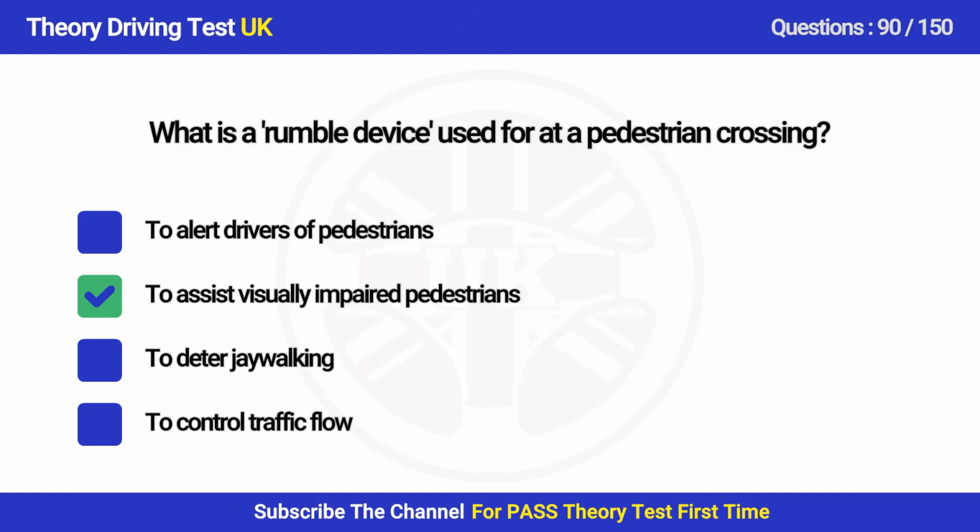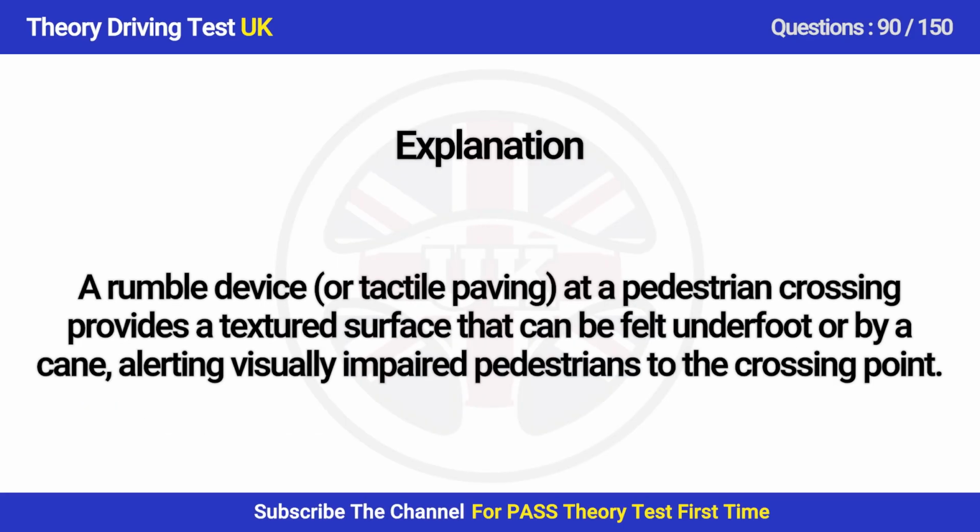Answer is B. To assist visually impaired pedestrians. A rumble device or tactile paving at a pedestrian crossing provides a textured surface that can be felt underfoot or by a cane, alerting visually impaired pedestrians to the crossing point.